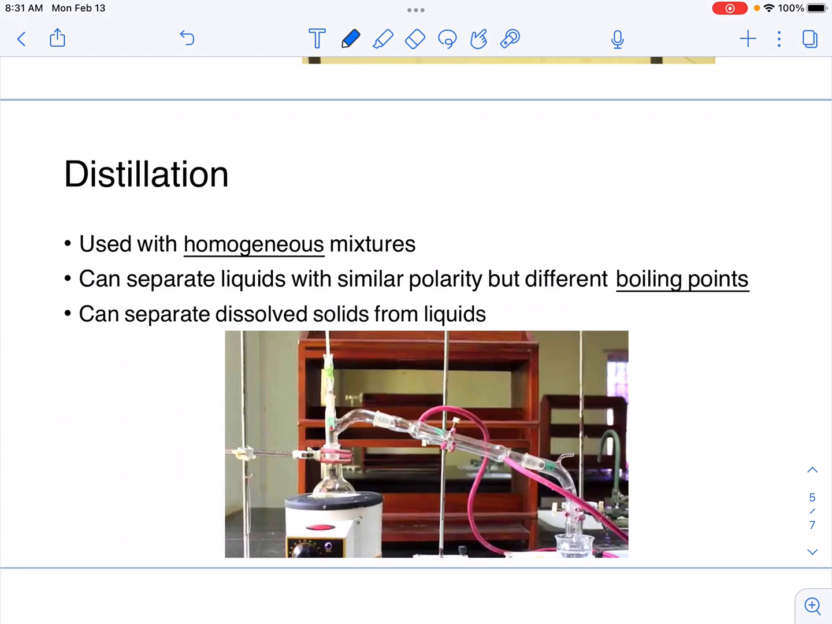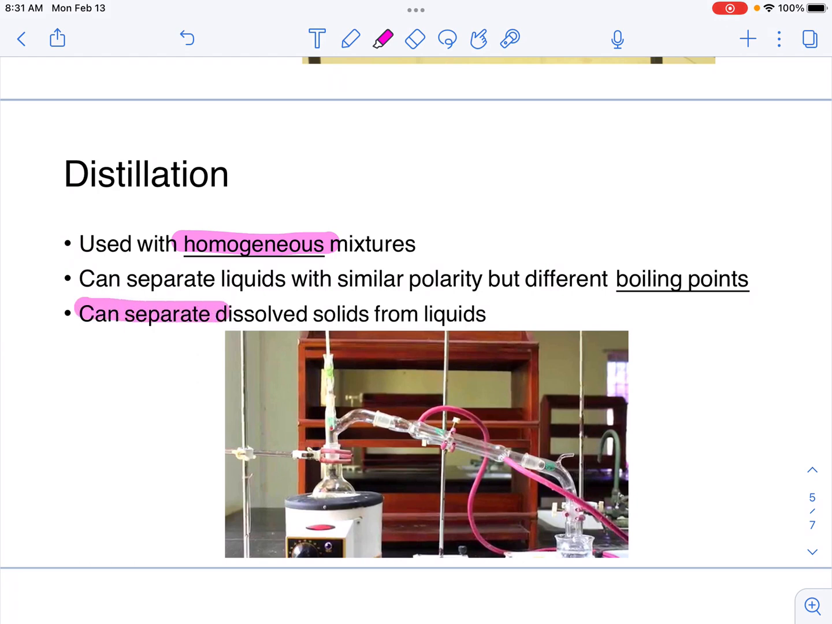If I am distilling something or using the process of distillation, this is used with homogeneous mixtures, remember, things that look the same throughout. And we can separate liquids with similar polarities but different boiling points. So if I had a mixture of water and a bunch of different chemicals, all of those chemicals are going to have different boiling points, and I can use that boiling, right? I'm going to boil this water with the mixed chemicals in there, and all of those chemicals are going to have different boiling points, and they'll boil off at some point in the process.